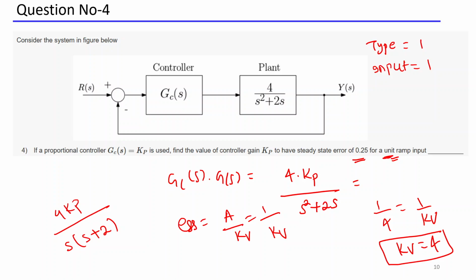Whenever you are finding out the DC gain, don't consider the pole at origin. So remove the pole at origin, in your mind you have to remove it. Put s equal to 0. If you put s equal to 0, then it becomes 4 into kp divided by 2. It means 2 into kp. So 2 into kp is nothing but the DC gain, and that DC gain is nothing but kV. So 2 into kp is now 4. So kp equal to 2. Like that you have to find out the value of kp.